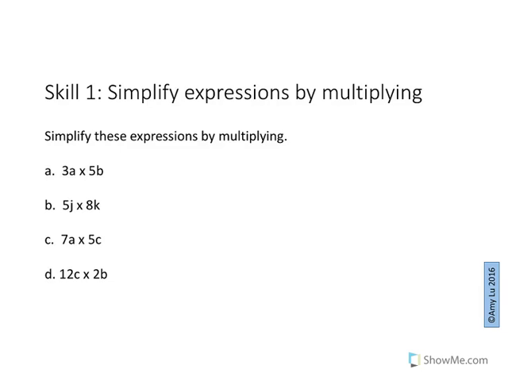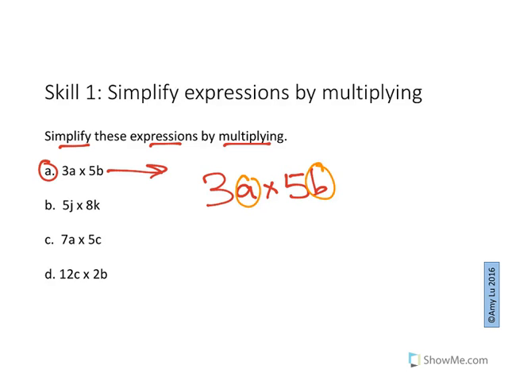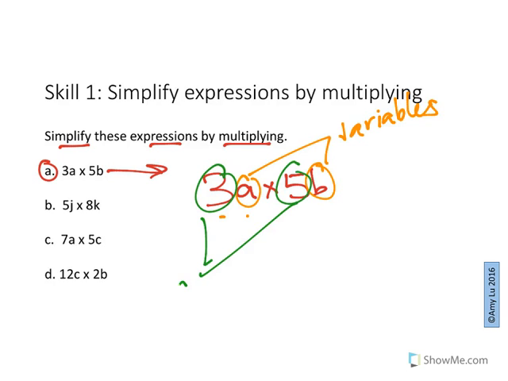So in this first skill, we're working with multiplication. We need to simplify these expressions simply through multiplication. So if we look at example A, 3a times 5b. Well, first of all, we have no idea what these variables are. So as a reminder, when you have a letter next to a number, basically the letter is called a variable and the numbers are called coefficients.